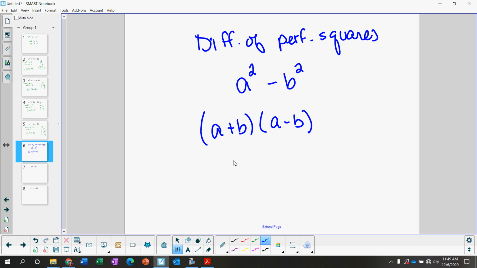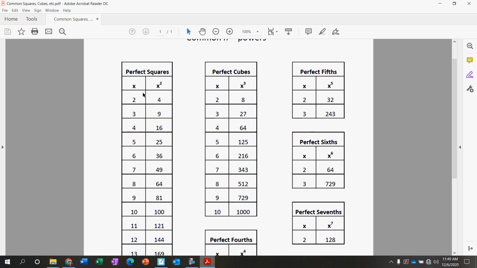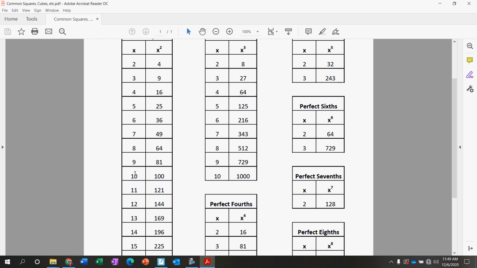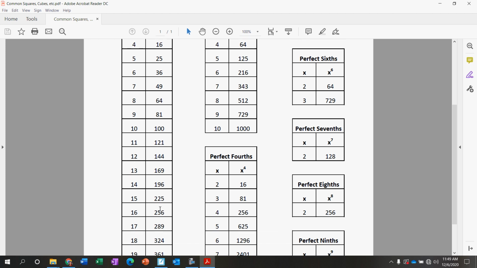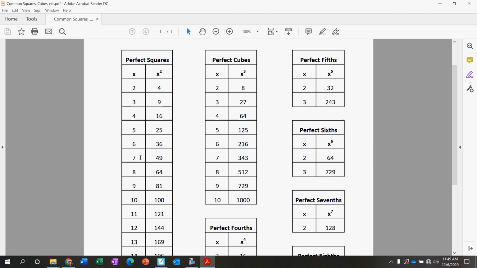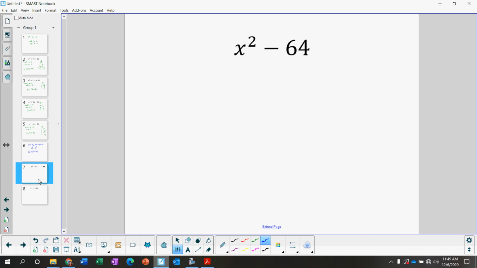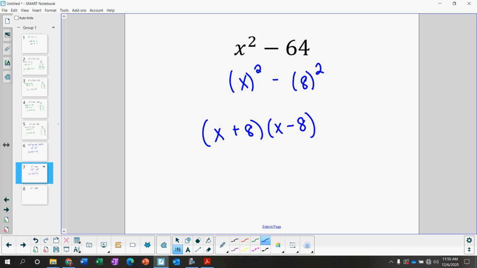You could use your calculator to take the square root, or you're going to have this list of common powers. So here are perfect squares. If the number was 100, we know the perfect square is 10. The number was 256, we know that's really 16. So you can use this list of perfect squares to take square roots of numbers. So here we have x squared minus 64. So that's really x being squared, and 64 is really 8 being squared. So our factored form is x plus 8, x minus 8, and that's all there is to it.